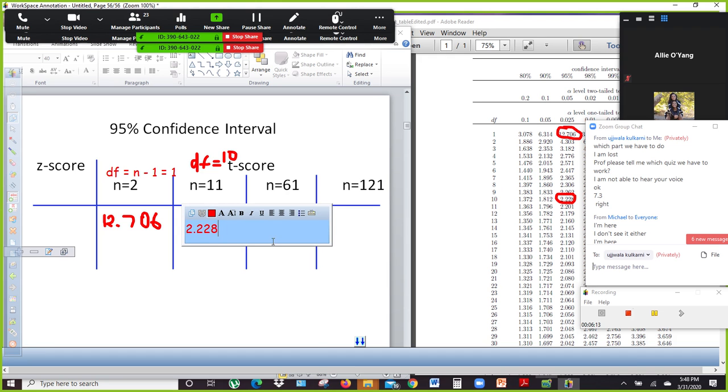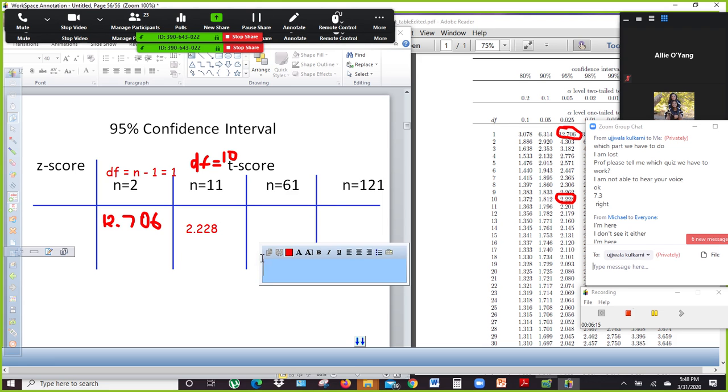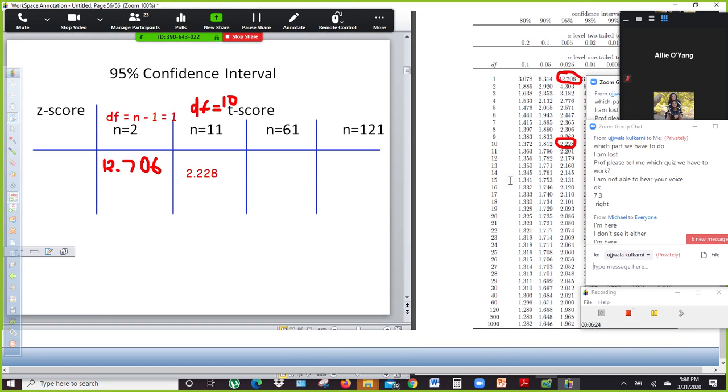2.228, and then when n is 61, so if we slide over to our sheet over here, I don't know if we can do that. Oh yeah, we can. N is 61, my degrees of freedom is 60, so that would be this guy right here, 2.00. Everybody with us? And then when n is 121, my degrees of freedom is 120, so it would be 1.98.